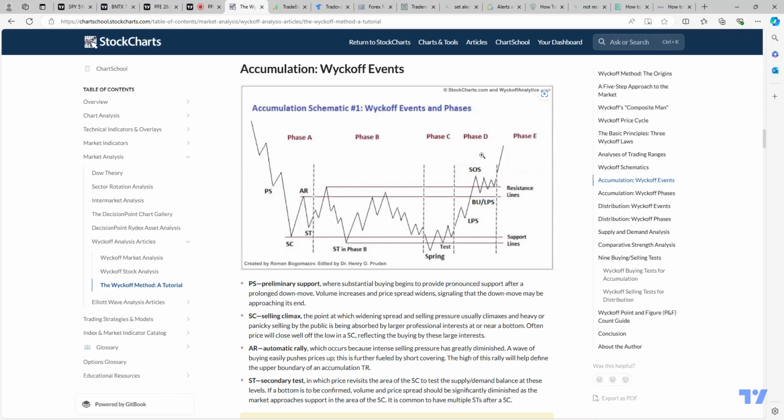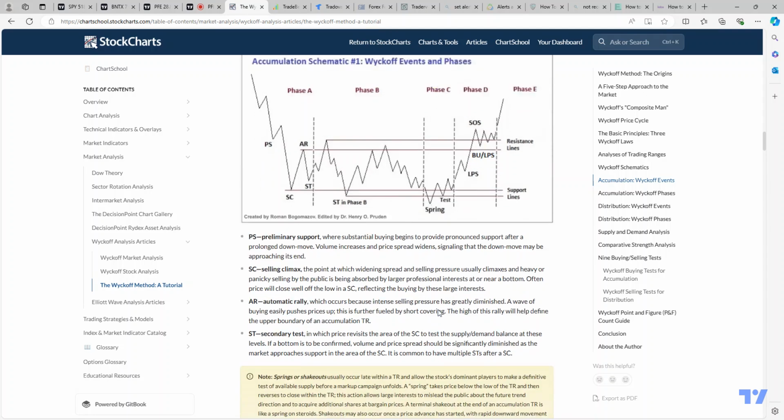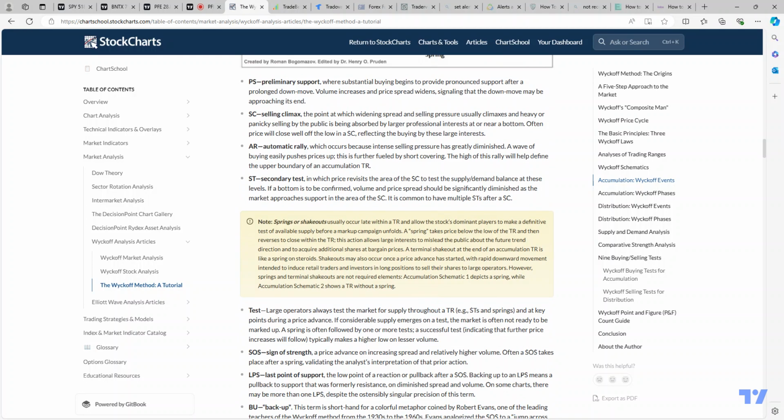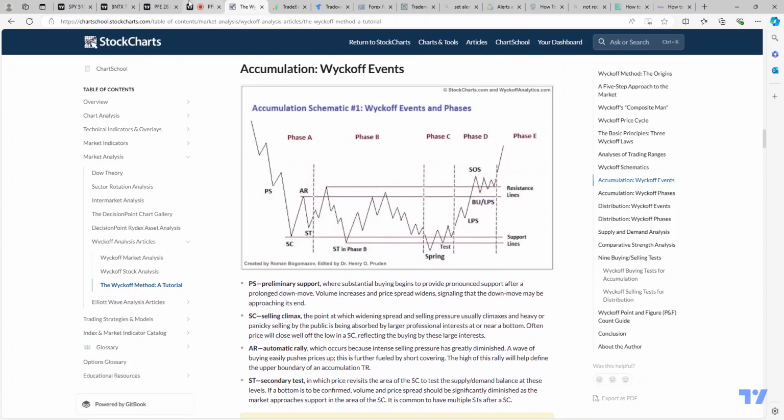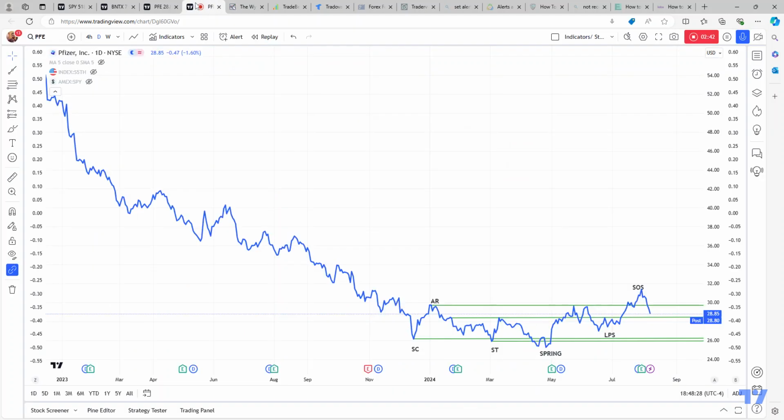Then what you get is phase D. LPS is last point of support, right? And you can just see what the definition is for each of these. But if you quickly take a look, this image and this image are almost identical, right? You never get a perfect textbook replica, but it's very similar. Now that is the last point of support.